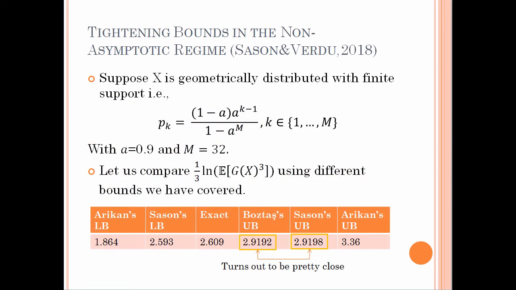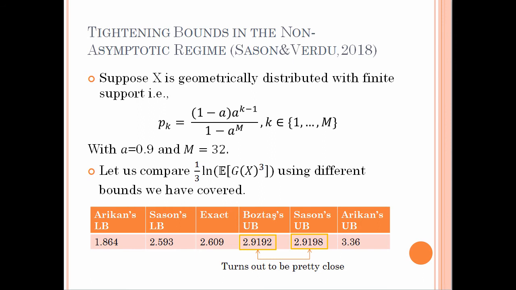Okay, so I think it's better to consider a numerical example to illustrate how these upper and lower bounds play out with each other. We assume a geometrically distributed random variable with finite support. So the set of possible values contains 32 elements, and the probabilities are parameterized by a variable a, which is set to 0.9 for this example, and we compute 1/3 times the natural logarithm of the expectation of the third moment of guessing for this particular example.